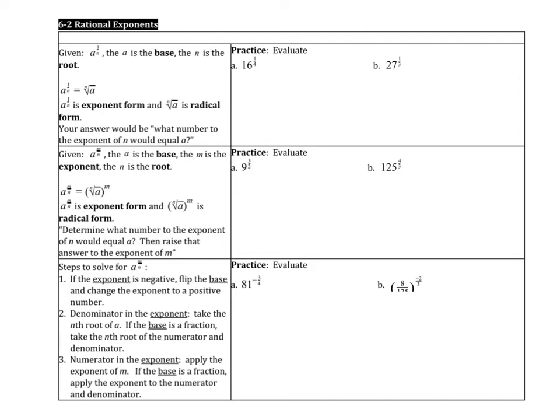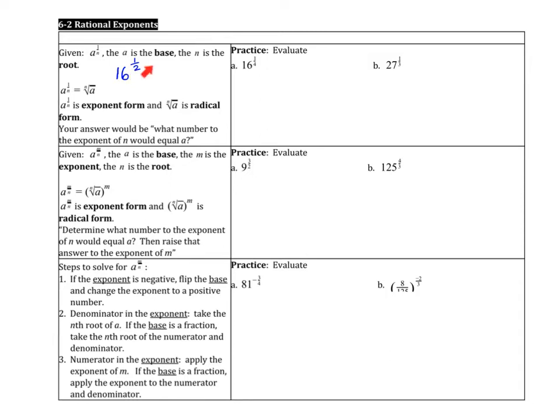The easiest way to explain this is to think of an example which could be 16 to the 1/2. So that means 16 is the base, and because the 2 is in the denominator, that is a root. The 2 is not an exponent. The 2 is a root.